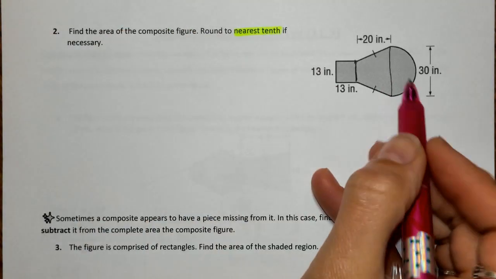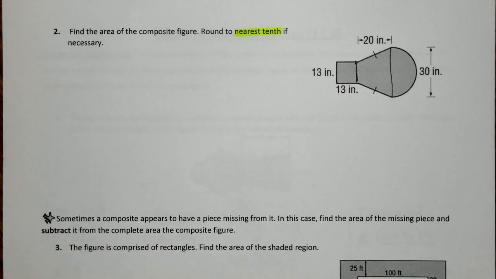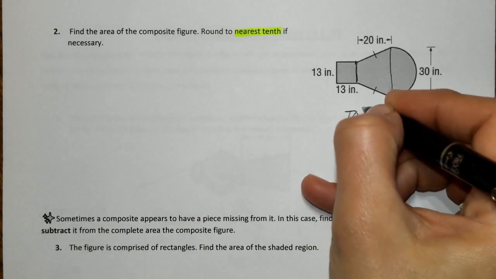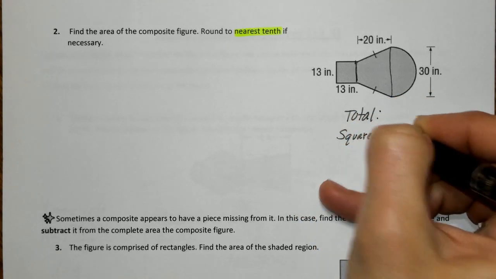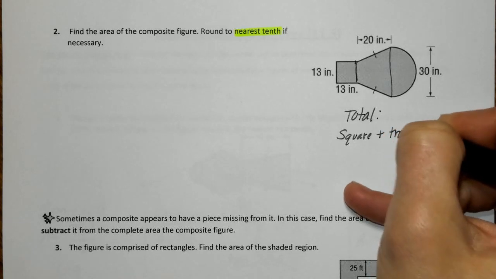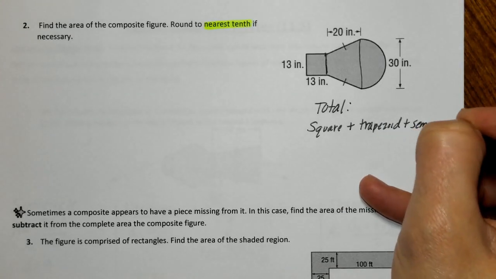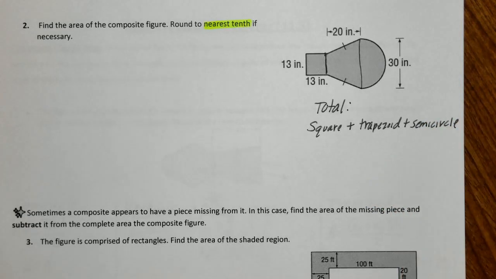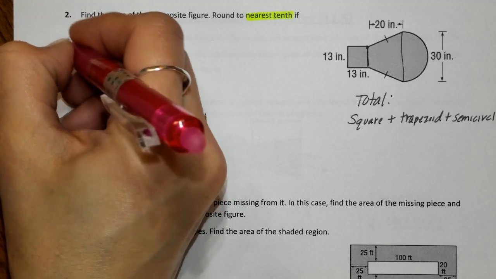So let's start off, since they are all shaded, we're going to add all three of these together. So your total, in the end, we're going to have to do square plus trapezoid plus the semicircle. Let's take a look at each one separately. Here's your square.